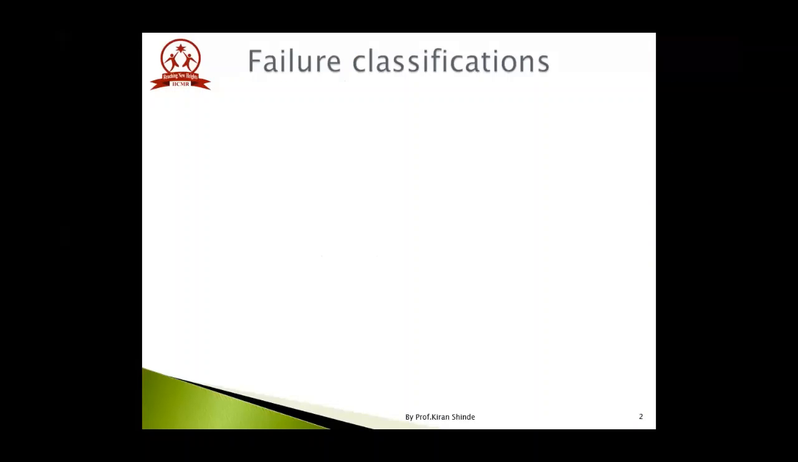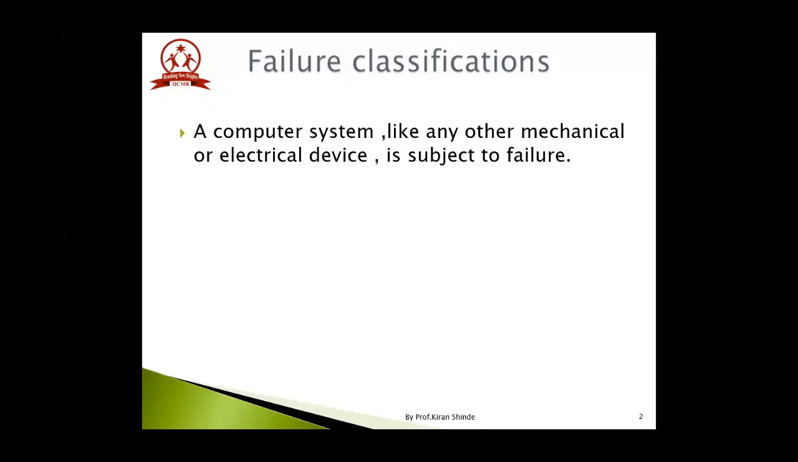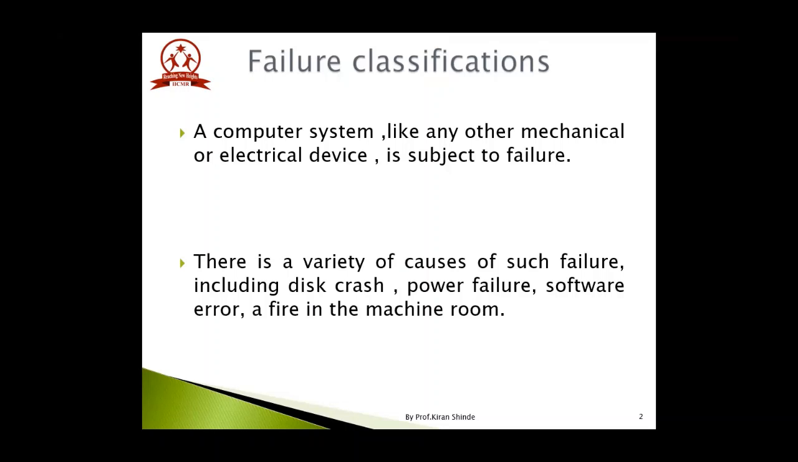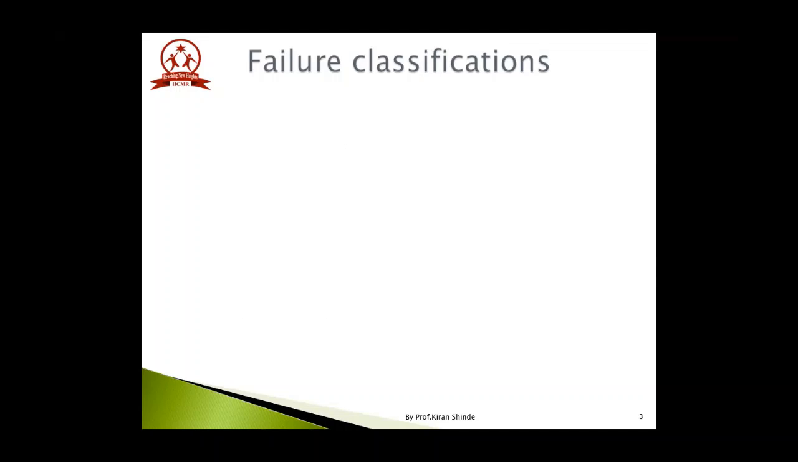So what are the various types of failure? Let's first go through all these types. A computer system, like any other mechanical or electrical device, is always subject to failure. There can be various reasons for these failures. There is a variety of causes, such as failures with respect to disks, failures with respect to power supply, software or logical failures, a natural calamity, or a fire in the machine room. So these are the types of causes where failure can happen.